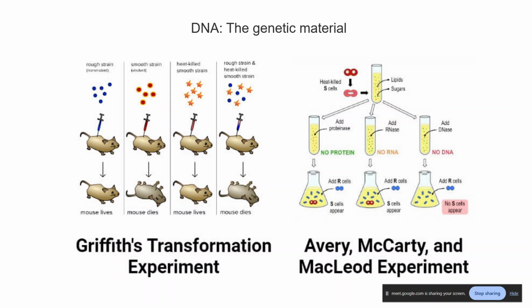Next case, they tried RNA. So could it be that RNA is what is transferring this virulence information from one cell to another? So they added RNase to get rid of RNA and they did the same thing and the same thing happened. So S cells again appeared and the mouse would therefore die. And the last thing they did was get rid of the DNA. So they added DNase, and here of course they got only R cells and no S cells appeared. So the mouse would survive, indicating that the information of this virulence was transferred with the help of DNA from this heat-killed smooth strain to the rough strain, making it virulent.